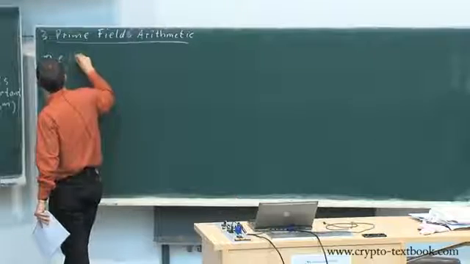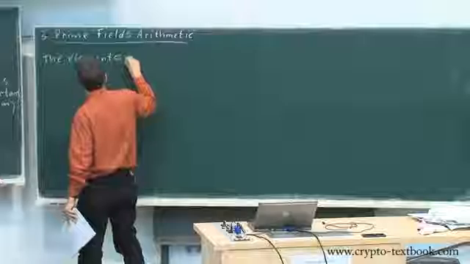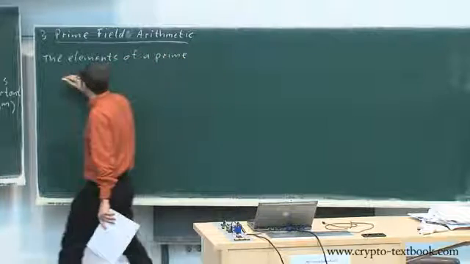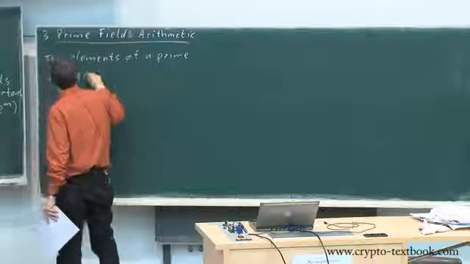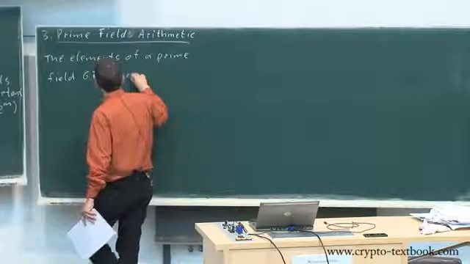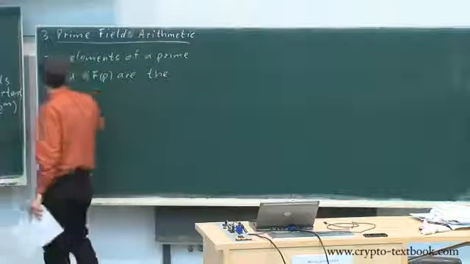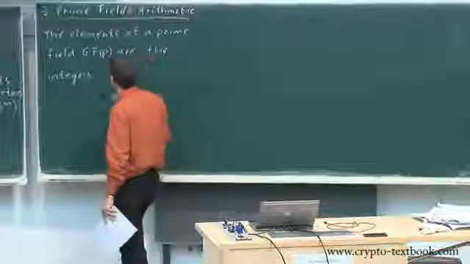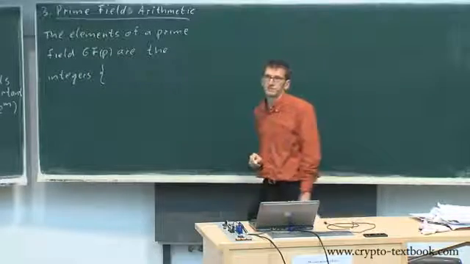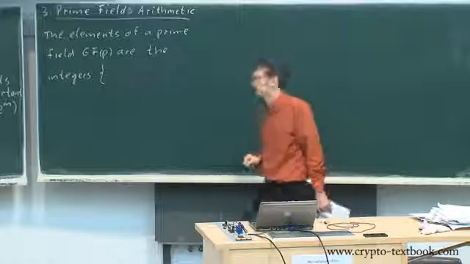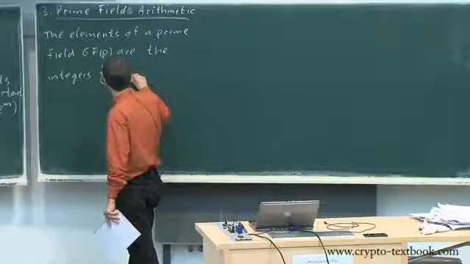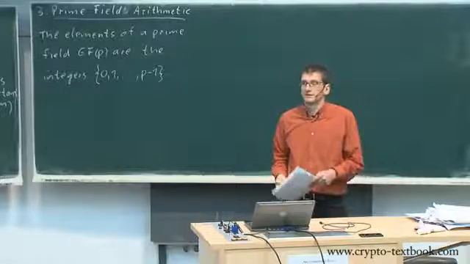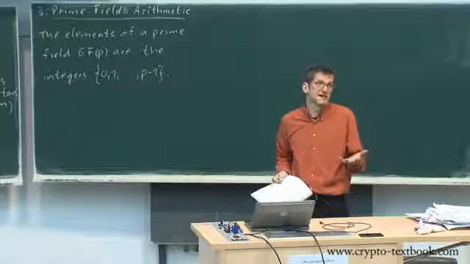What are the elements here? The elements of a prime field GF(p) are the integers in the following set, curly brackets, geschweifte Klammer, curly brackets, 0, 1, up to p minus 1. So this seems almost too trivial, right? It seems completely straightforward.